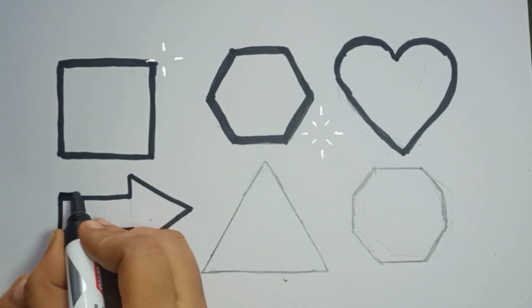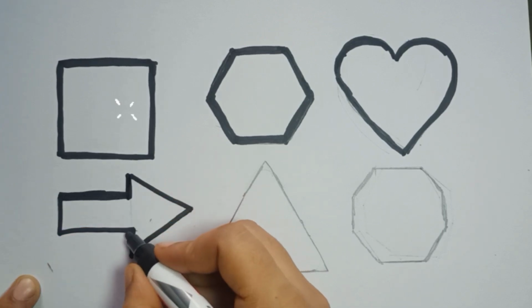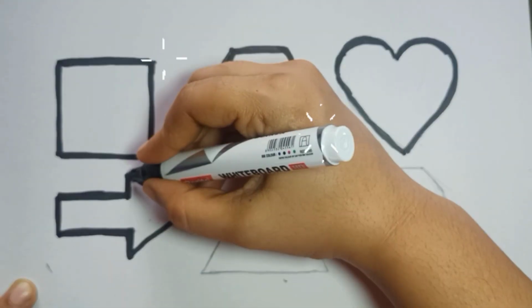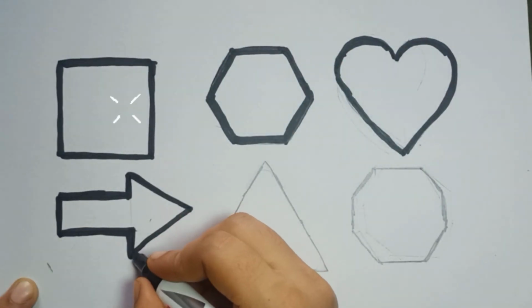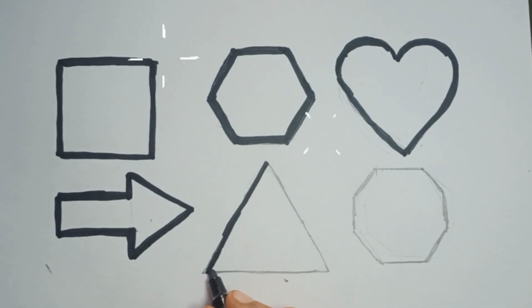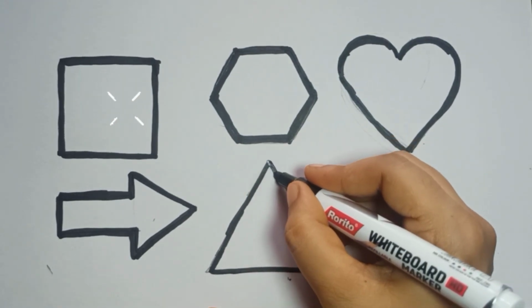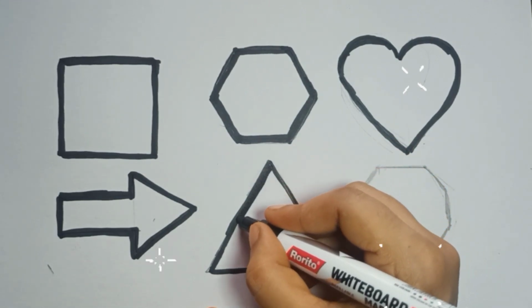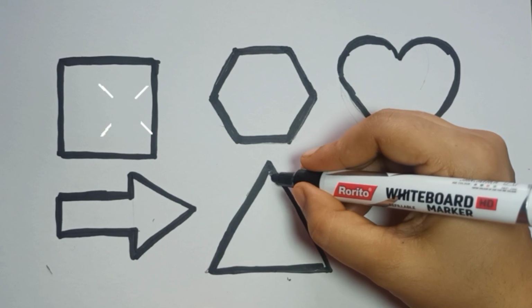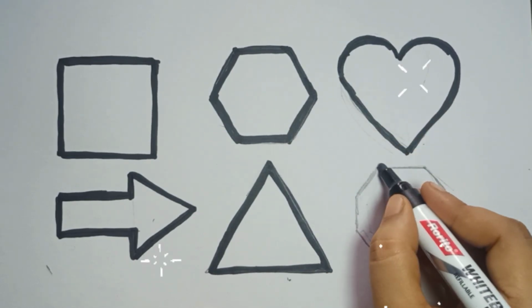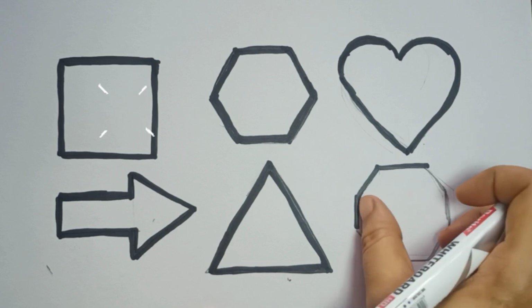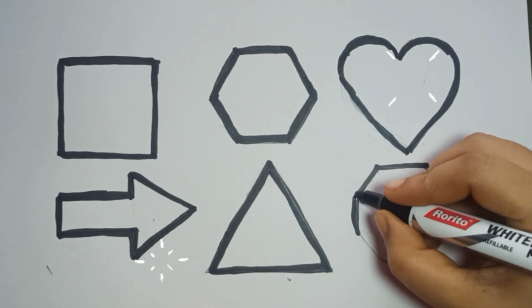Arrow. This is arrow. Triangle. Heptagon. 1, 2, 3, 4, 5, 6. Octagon. Sorry baby. Sorry kids.